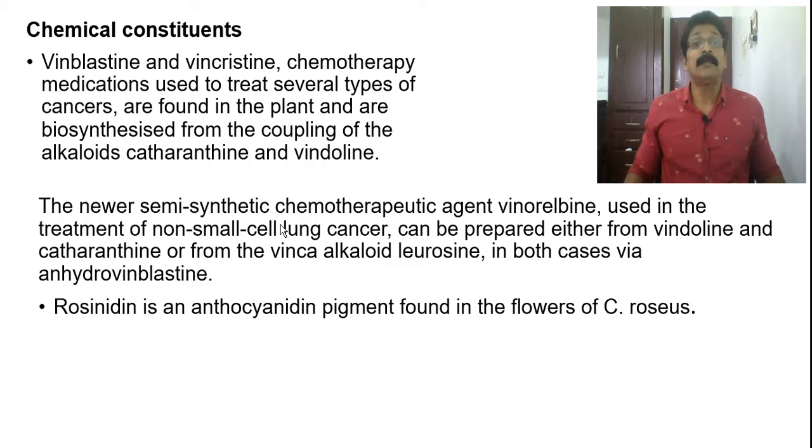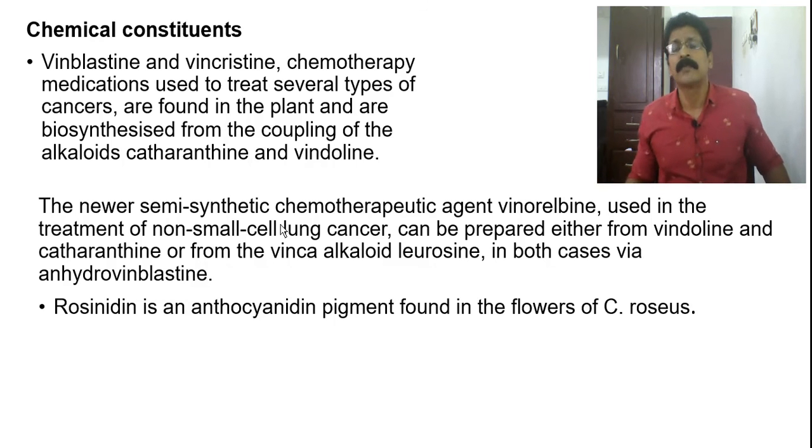Vincristine and vinblastine are both there. They are chemotherapeutic medications used to treat several types of cancers, found in the plant or biosynthesized from the coupling of the alkaloids catharanthine and vindoline. So there are two molecules, catharanthine and vindoline. Both couple together and give vincristine and vinblastine, with a slight difference between them. So that is what you can very easily remember.